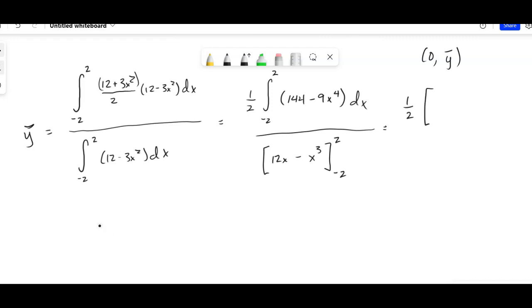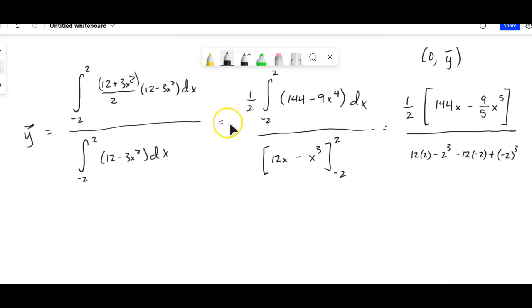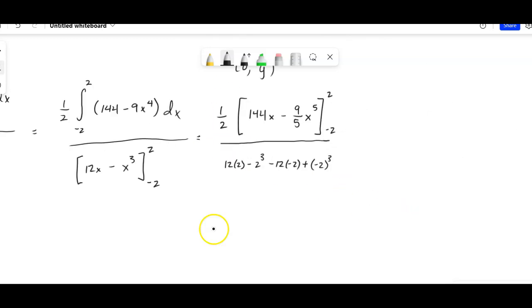All right, likewise up top, I'm going to have a 144x minus, this is going to be 9x to the 5th over 5, or 9/5 x to the 5th. And all of that over 2 goes in. That's going to be 12 times 2 minus 2 cubed is 8. All right, and then minus negative 2, 12 times negative 2, I should say. Minus a minus would be plus, then negative 2. All right, just doing the fundamental theorem of calculus there on the bottom. And sorry, I left off my 2 and negative 2 there.